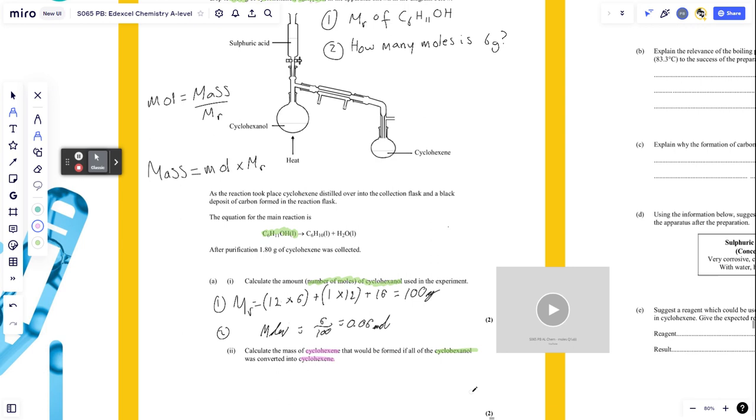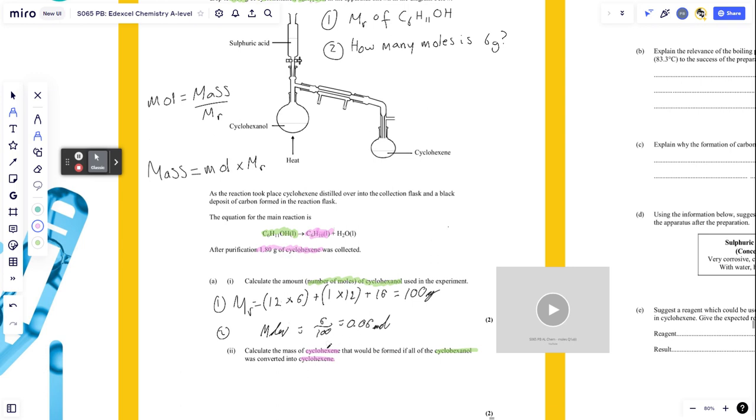The trick here is to look at the balanced equation, there's cyclohexene, and note that the ratio in terms of moles is 1 to 1. Okay? Incidentally, we can see it's told us here that the number of grams is 1.8 grams, but we're not going to use that in this. That's probably going to be useful in a later question.